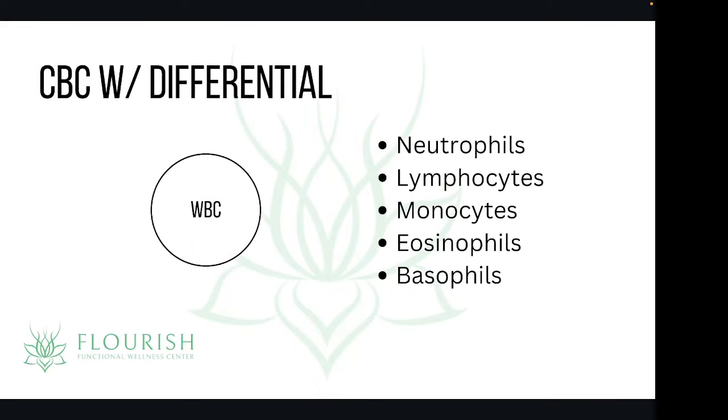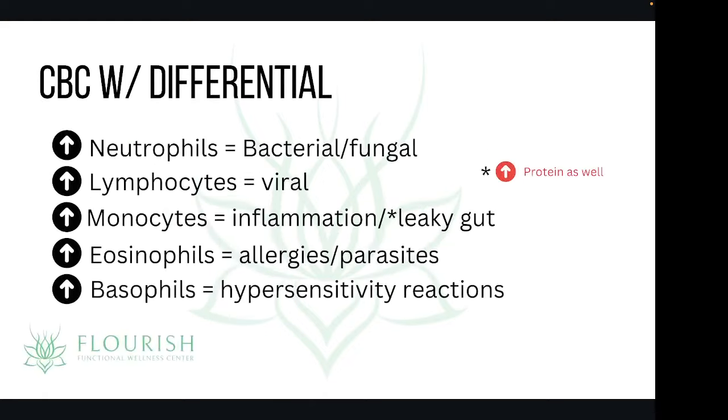So the five types of white blood cells are neutrophils, lymphocytes, monocytes, eosinophils, and basophils. So those neutrophils deal with bacterial and fungal infections, whereas lymphocytes deal with viral infections. And these two different types tend to work in sort of a pendulum, where when neutrophils are high, lymphocytes will be low, and then vice versa. When lymphocytes are high, neutrophils will be low.